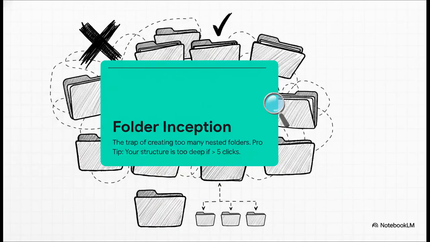Now, a really important warning here. You have to avoid what I call folder inception. That's the trap of nesting folders inside folders until your files are completely lost. Here's a great rule of thumb. If it takes you more than 4 or 5 clicks to get to any file, your structure is too complicated. Keep it lean, keep it logical.